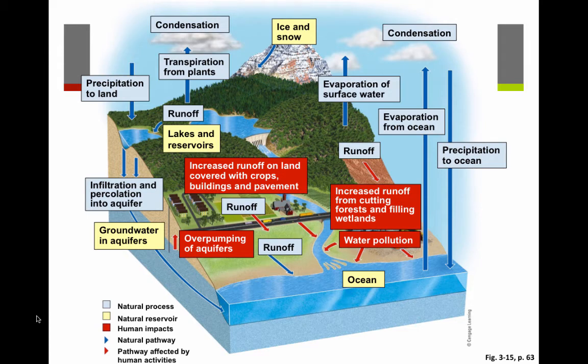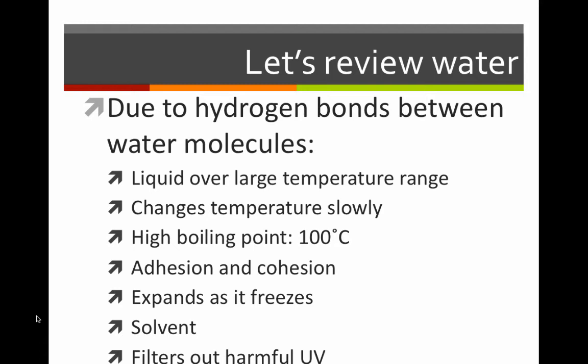You'll notice that human impacts are in red, and natural processes are in powder blue. And so you can see how human intervention is changing the way the hydrologic cycle is working in particular areas.